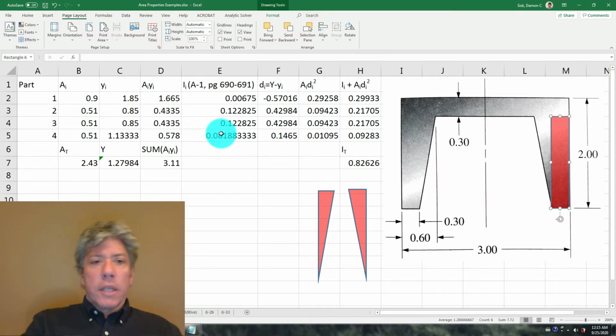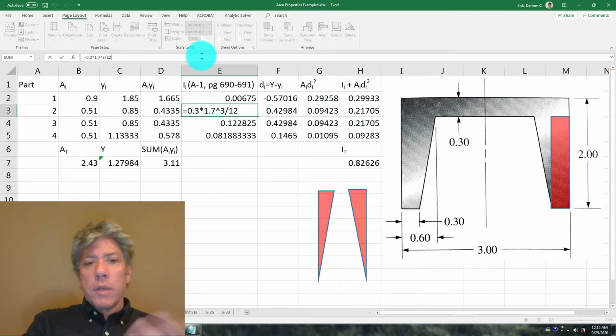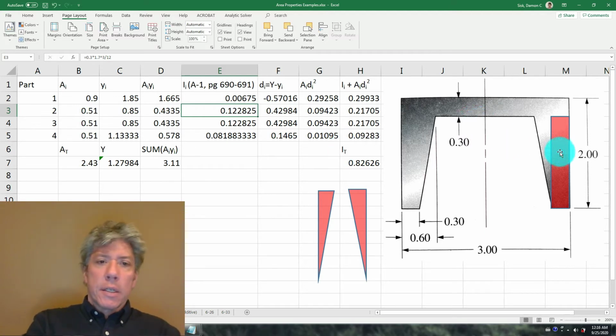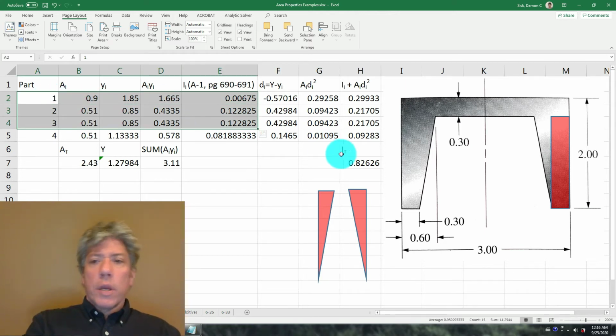I'll let you look at the details here. You should have seen enough rectangles by now to know that I'm going to calculate 1/12 BH cubed, and you can calculate the area of a rectangle pretty easily. So hopefully you see that the height of this is 1.7 inches. It's 0.3 inches wide. Pretty standard stuff so far, not all that hard. So that takes care of rows 1, 2, and 3.